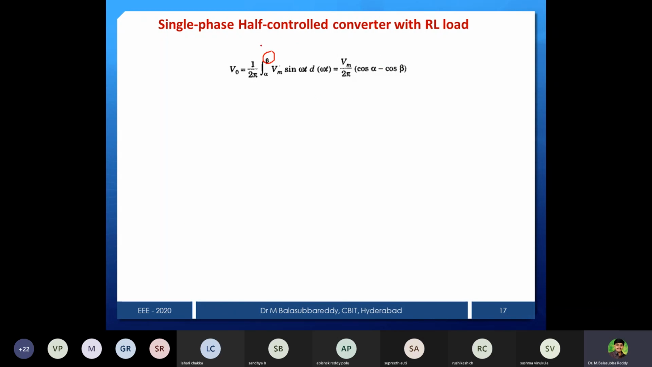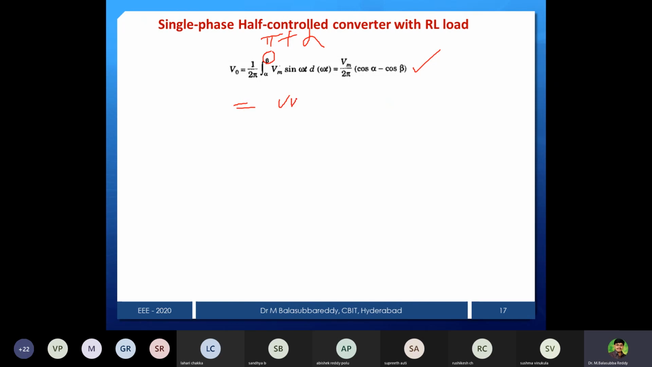The only change from the previous R load is that for the RL load, the upper limit is beta instead of pi. So alpha to beta of Vm sin omega t d omega t will give Vm by 2 pi into (cos alpha minus cos beta). And if it is continuous mode, instead of beta you make use of pi plus alpha. That's all, and you will get the continuous mode of operation.